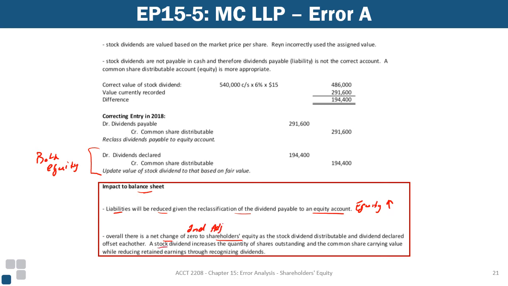The stock dividend increases the quantity of shares outstanding, and the common share carrying value while reducing retained earnings through dividends, right? So the equity impact is a wash on this first transaction, but there actually is, in addition to liabilities reduced, the equity would increase, and that's related to here to the first adjustment.